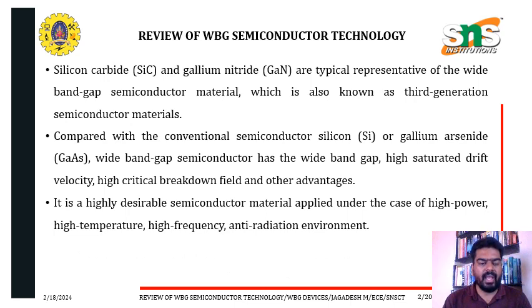Silicon carbide (SiC) and gallium nitride (GaN) are typically representative of wide bandgap semiconductor materials, also known as third generation semiconductor materials. Compared with the conventional semiconductor silicon (Si) or gallium arsenide (GaAs), wide bandgap semiconductors have a wide bandgap, high saturated drift velocity, high critical breakdown field, and other advantages. It is a highly desirable semiconductor material for high power, high temperature, high frequency, anti-radiation environments.